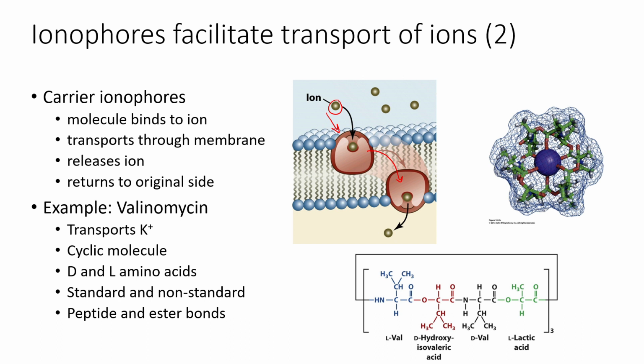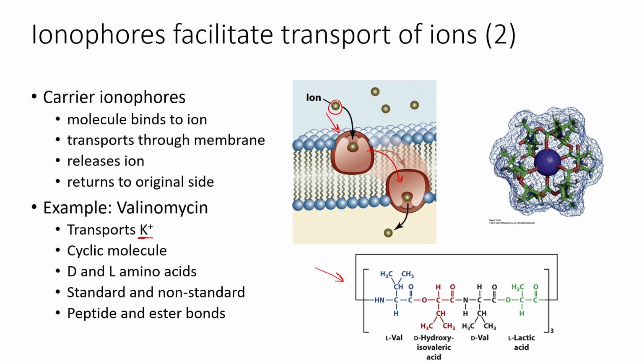One specific example of an ionophore that we're going to consider is called valinomycin, and this ionophore transports potassium. So we can look at the structure of valinomycin here. It is a cyclic molecule that consists of a number of amino acid-like molecules. But it's not a standard peptide in the way we learned about them before.